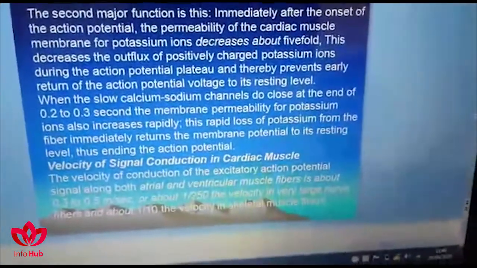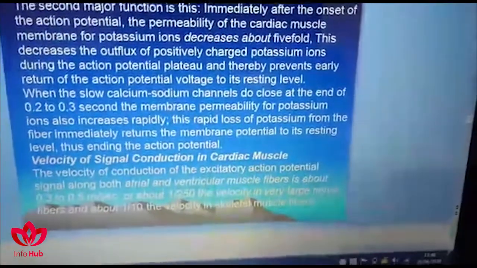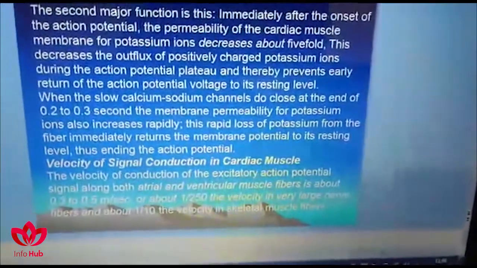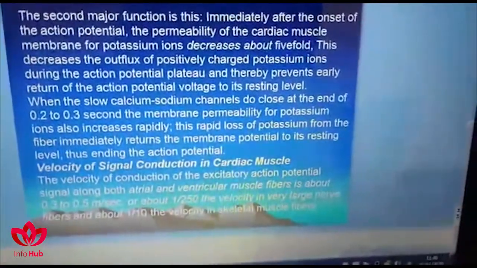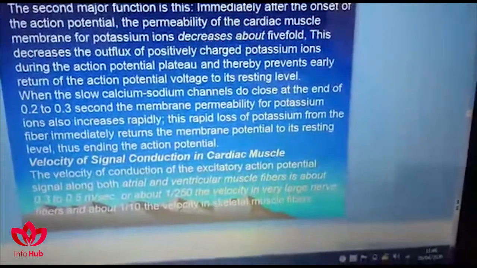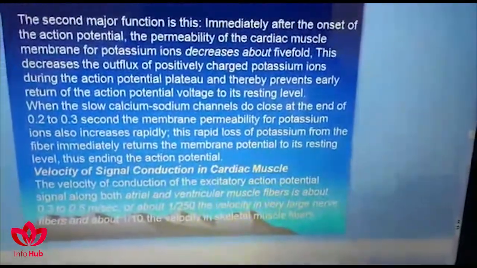When the slow calcium sodium channels do close at the end of 0.2 to 0.3 seconds, the membrane permeability for potassium ions also increases rapidly. So this rapid loss of potassium from the fiber immediately returns the membrane action potential to its resting level, thus ending the action potential.